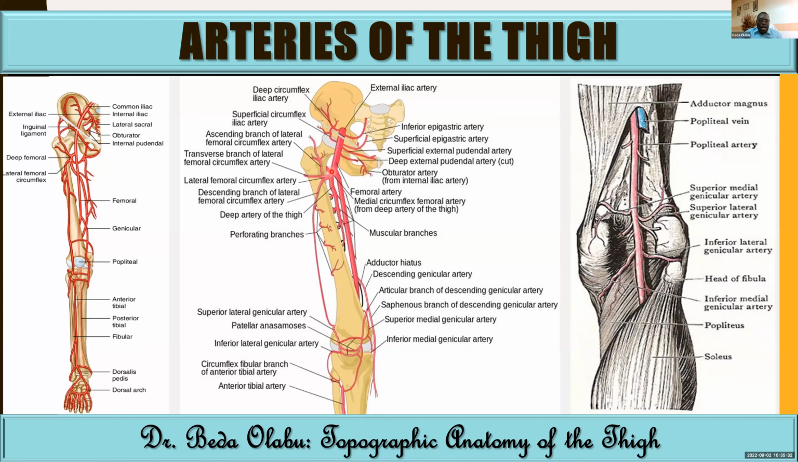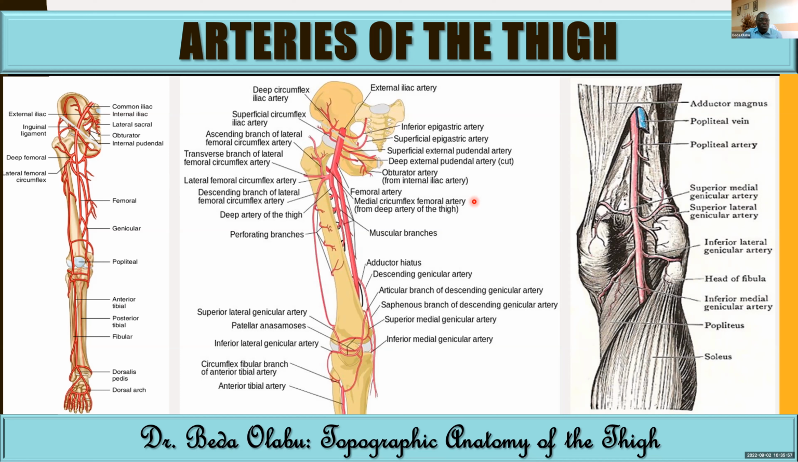Important to note are two arteries which go around the femur, and so we call them the circumflex femoral arteries. There's one that goes on the lateral aspect, so we call it the lateral circumflex femoral artery. And there's one that goes on the medial aspect, so we call it the medial circumflex femoral artery.